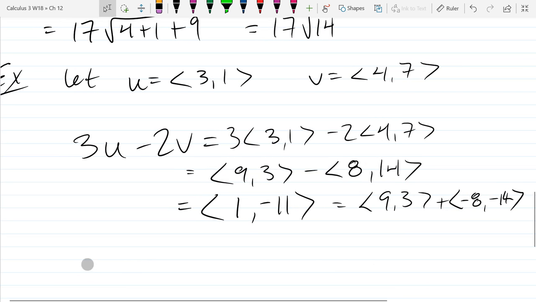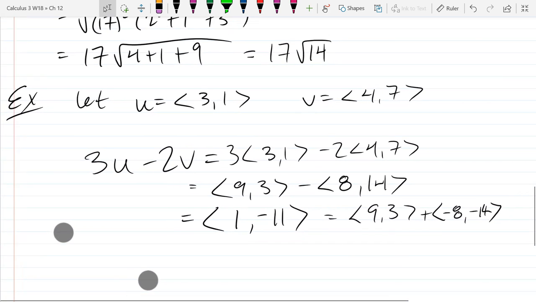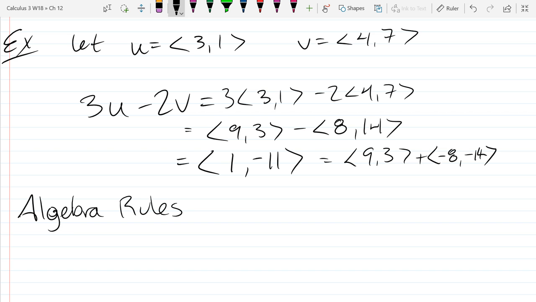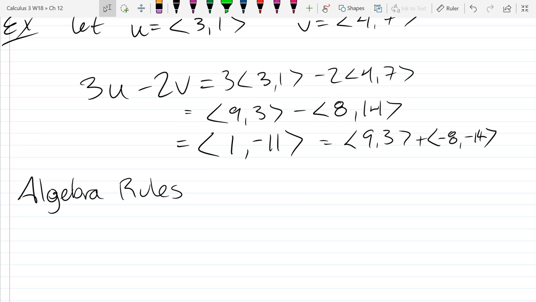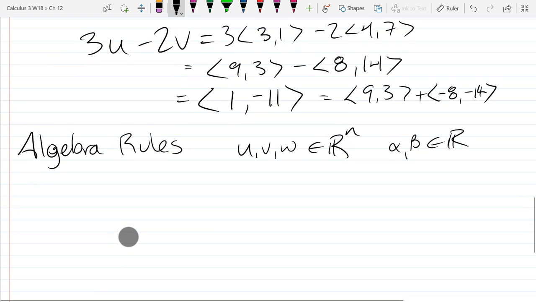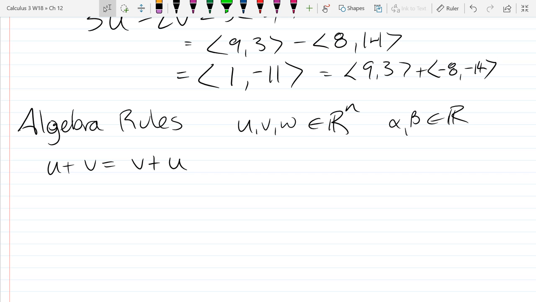So this was an arithmetic example. Let's look at the algebraic rules. Algebra does rule, even in calculus class. So we have three vectors in n-dimensional space, and two scalars, alpha and beta, which are real numbers. The first addition property we have is the commutative property: u plus v equals v plus u.